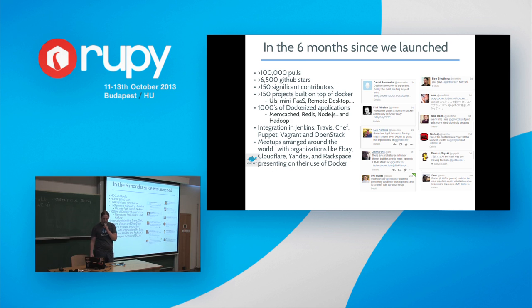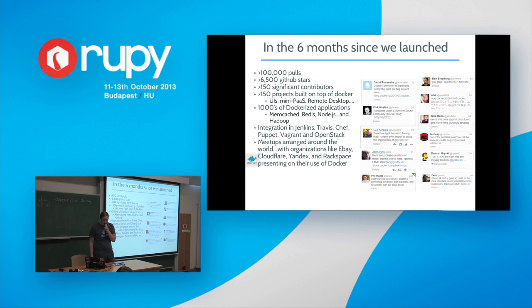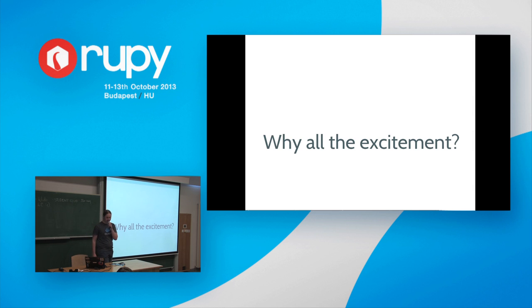So in the six months since we launched, we had 6,000 GitHub stars, 5,000 Twitter followers, 150 projects that are built on top of Docker, 1,000 Dockerized apps, 150 active contributors, integration in a lot of open source projects. So why are people excited about it?